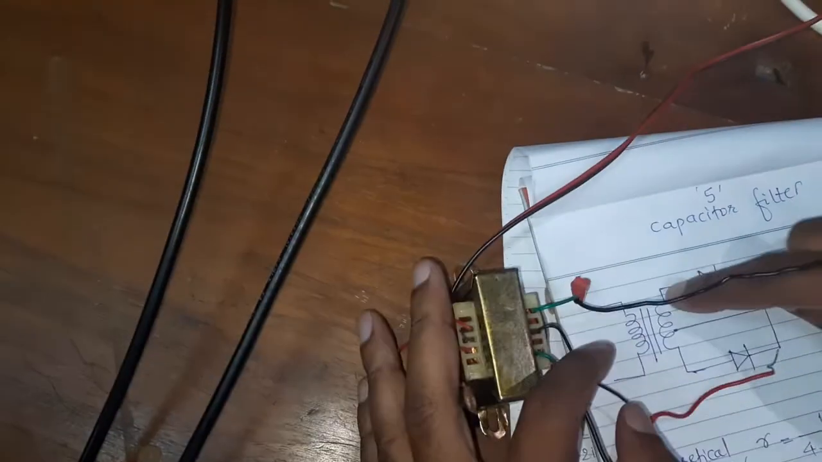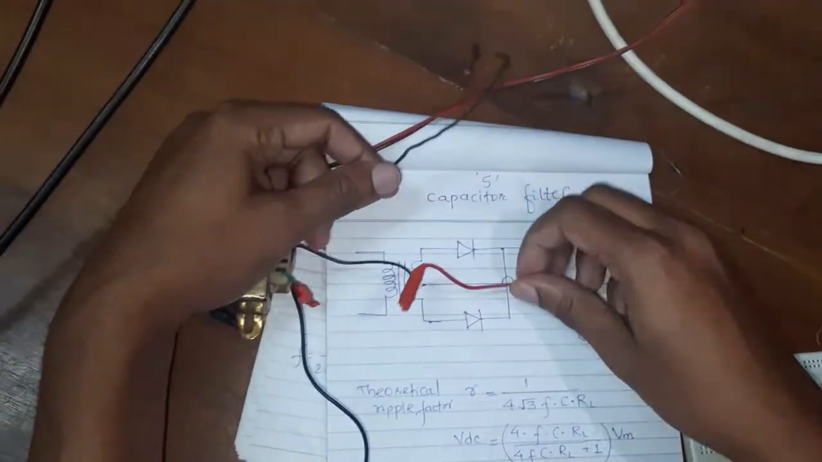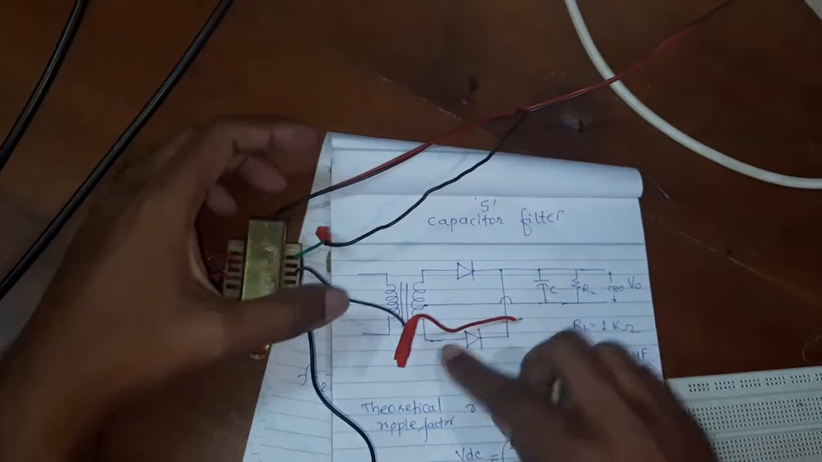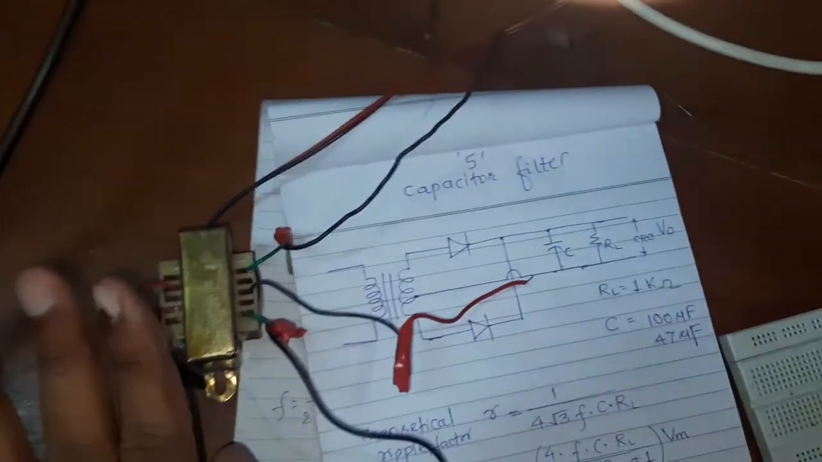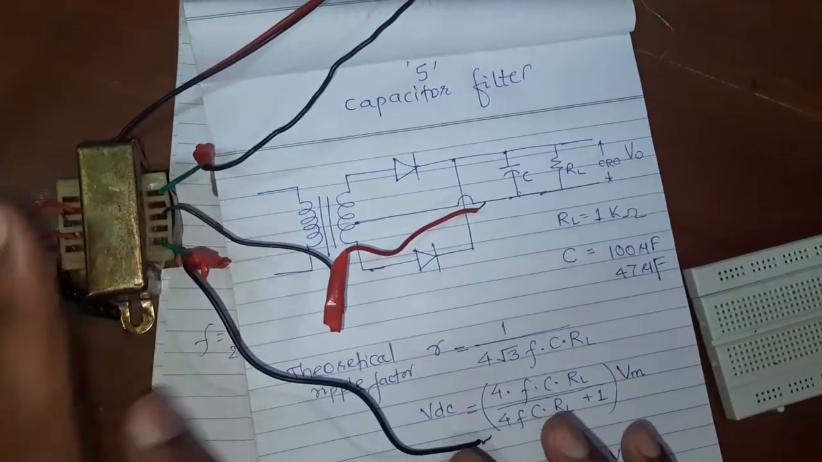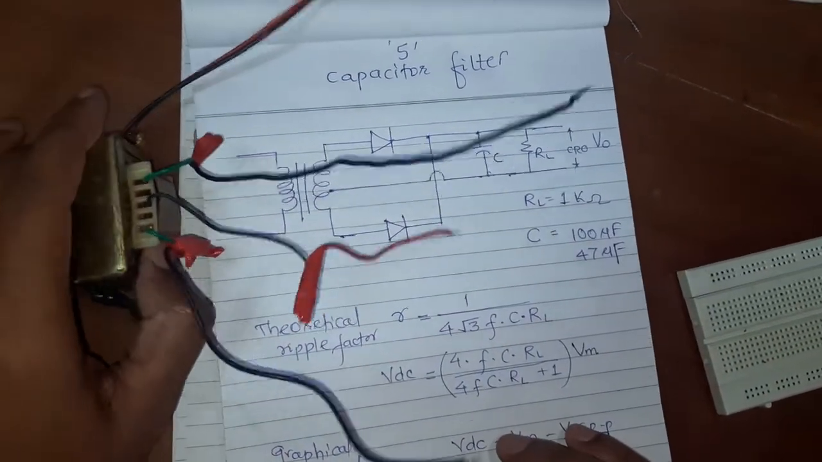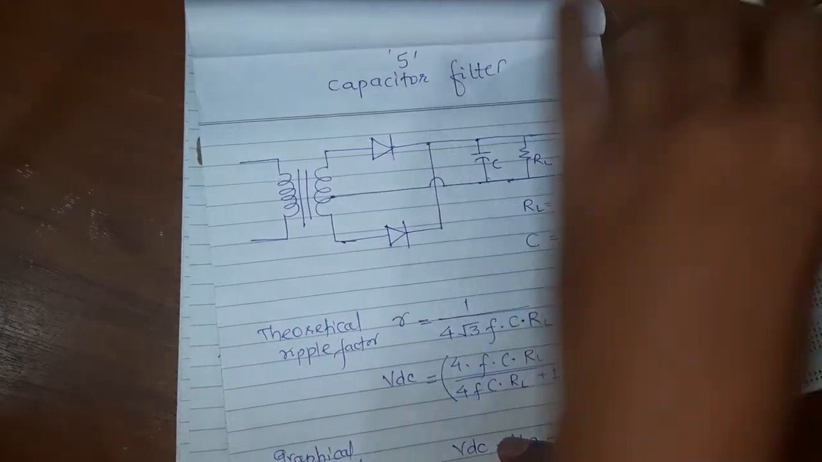Okay, so if I keep it over here, this wire is nothing but this wire. This wire is nothing but this wire. And the last wire is nothing but this wire. So we have understood how a transformer looks like and how to use it. Now we have to take a transformer.